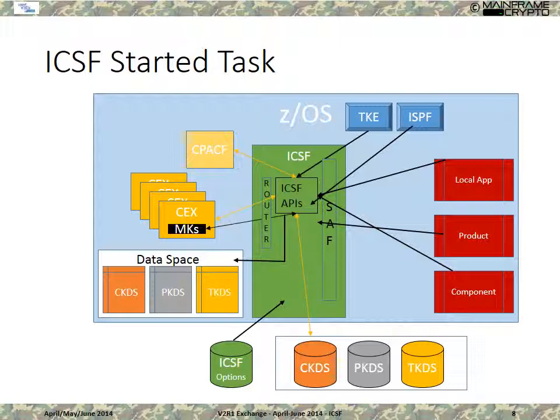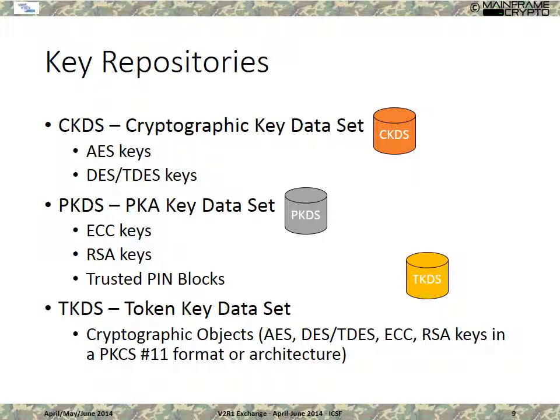Let's go to slide 9. I'm going to talk a little bit more about the key repositories and the important role that ICSF plays in making sure that you have the right key material available. So again, there are three key repositories: the cryptographic key data set, the PKA key data set, and the token key data set. The CKDS is where we store symmetric keys, AES and DES, and more importantly, triple DES keys now. The PKDS is where ICSF goes when it needs a public-private key, whether that's an ECC, an elliptic curve cryptographic key, or an RSA public-private key pair.